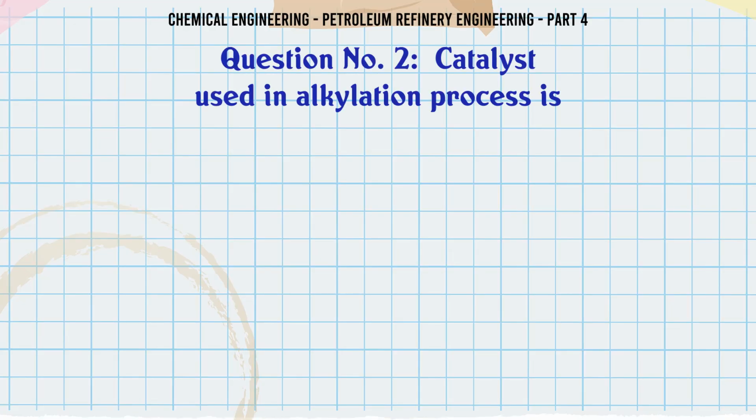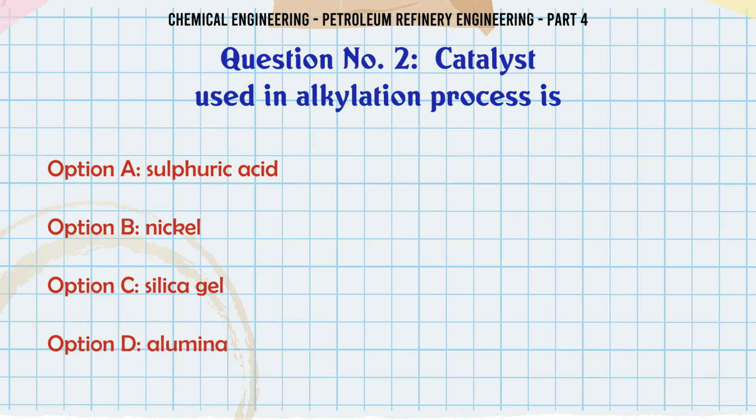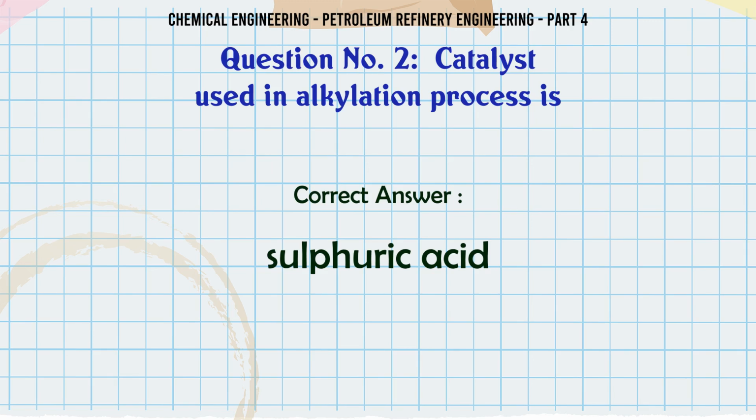Catalyst used in alkylation process is: A. Sulfuric acid, B. Nickel, C. Silica gel, D. Alumina. The correct answer is sulfuric acid.